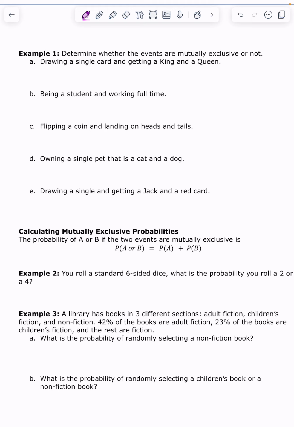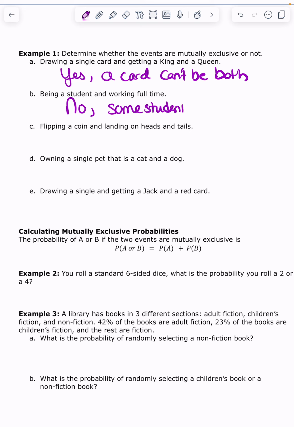Drawing a single card and getting a king and a queen. That would be mutually exclusive because a card can't be both. Being a student and working full-time, that is not mutually exclusive because some students work full-time. In other words, these 2 things can happen at the same time, so they're not mutually exclusive.